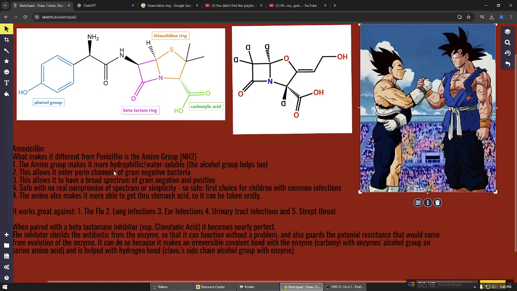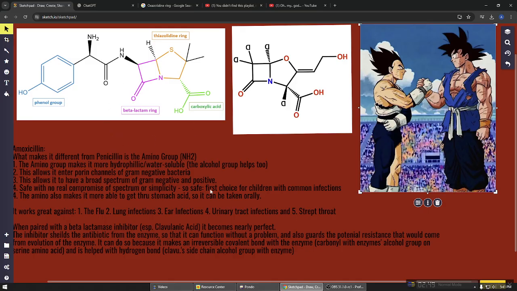This amino group makes it more hydrophilic, water soluble, polar, and alcohol does help. But this allows amoxicillin to enter porin channels of gram-negative bacteria, and this really makes it a very broad spectrum. So it can go gram-negative and positive, but here's the catch: it has no real compromise of safety. It's usually when we have other antibiotics that we give up something. It can get very complex very fast, or very dangerous with many side effects.